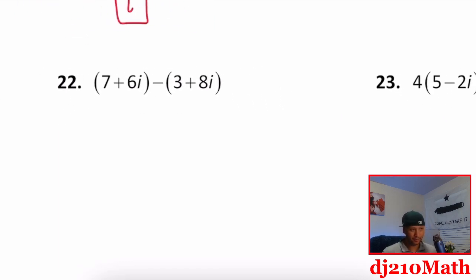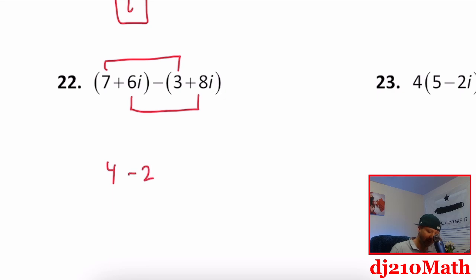Just like this one. This is subtraction. So now there's two ways to think about it. You could say 7 minus 3, which is 4, and 6 minus 8, which is negative 2. But you have to be careful because if there's other negatives in here, there's a good chance you'll make a mistake. So the preferred method is to just distribute. This would make negative 3 minus 8i. And then you just combine: 7 minus 3 is 4, 6 minus 8 is negative 2. But you can do it either way. I just like to get to the answer as quick as possible.